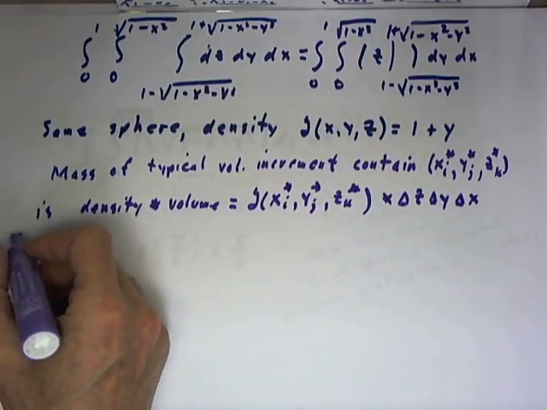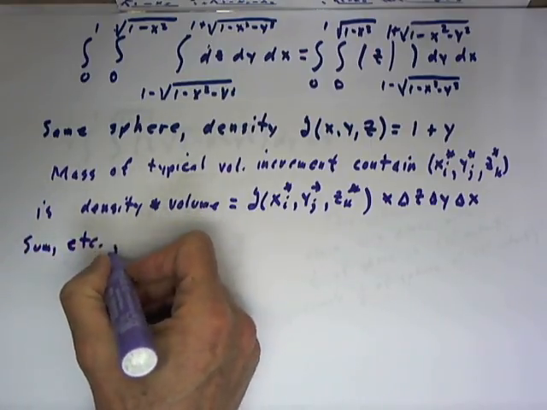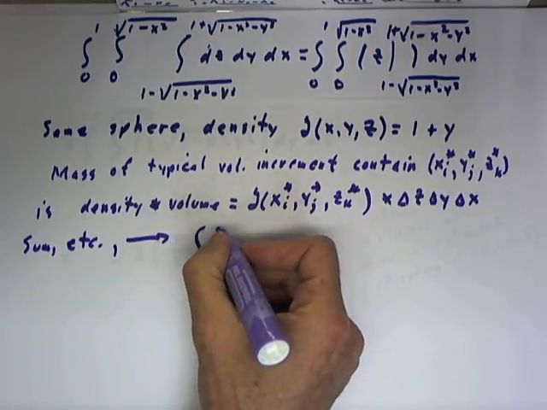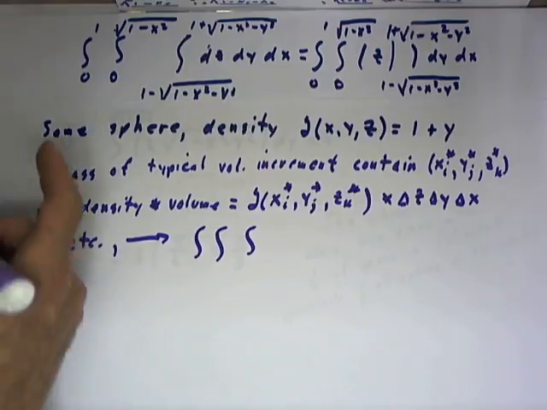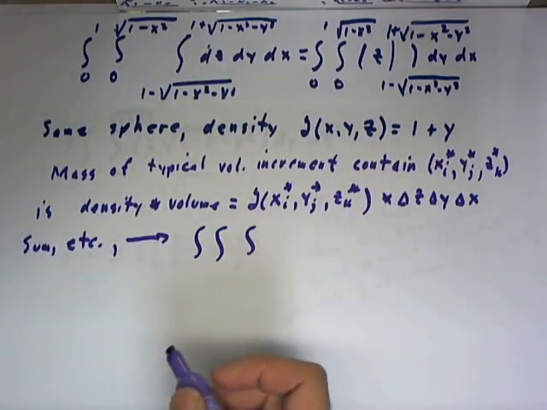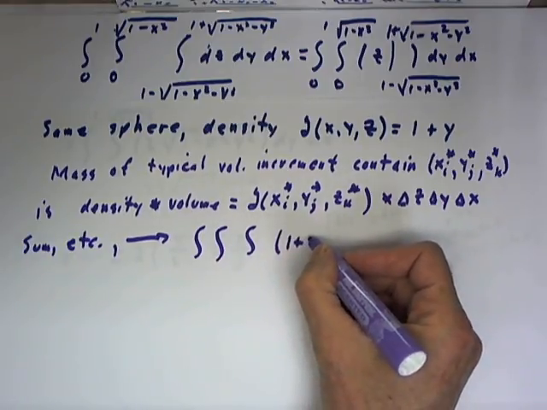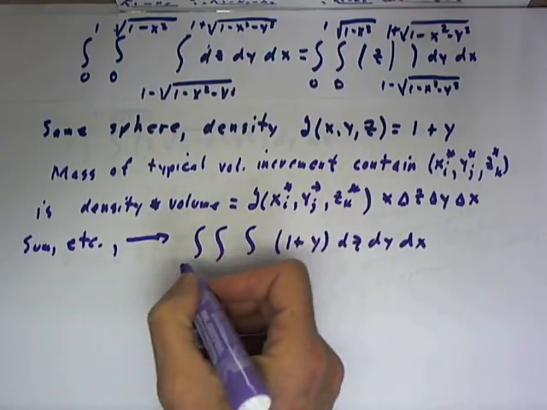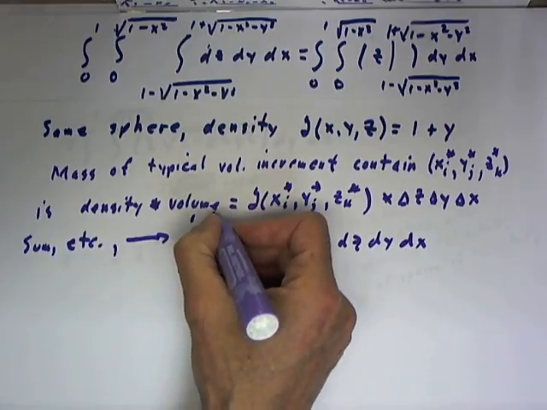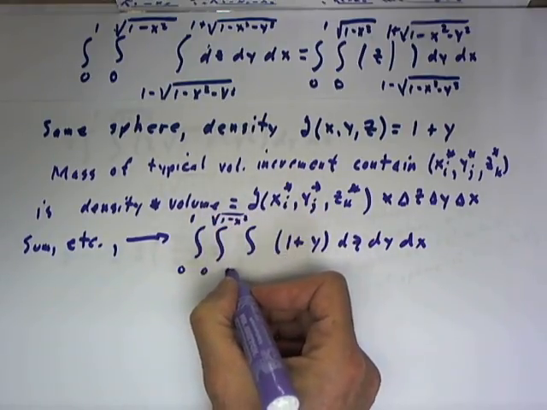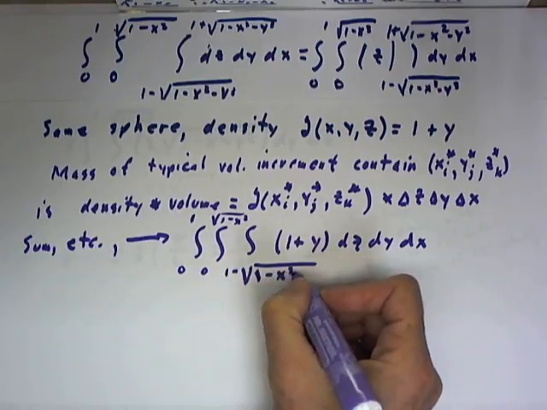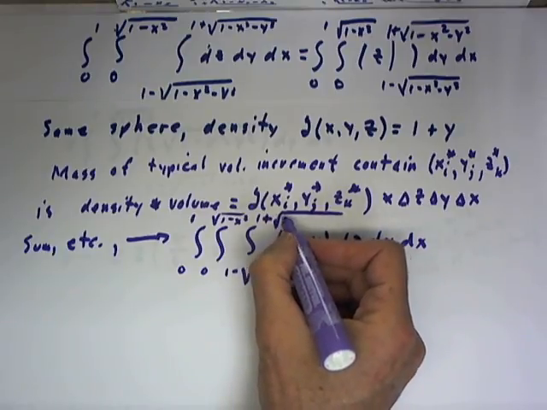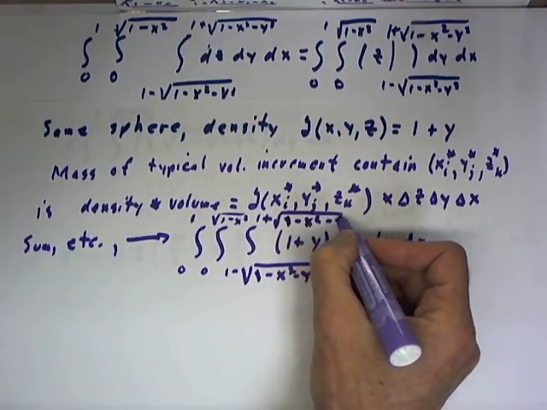We could write the sum that we say approaches as delta x, delta y, and delta z go to 0, and I'm not going to write down that specific either. Is going to approach the triple integral over this region of your density function, which is simply 1 plus y times dz, dy, dx, and between the same limits as before, 0 to 1 here, 0 to the square root of 1 minus x squared here, and 1 minus the square root of 1 minus x squared minus y squared, to 1 plus the square root of 1, make that a 1, minus x squared minus y squared.